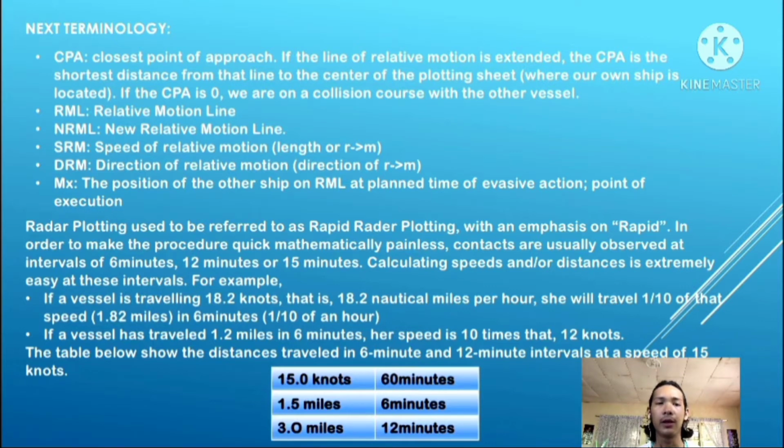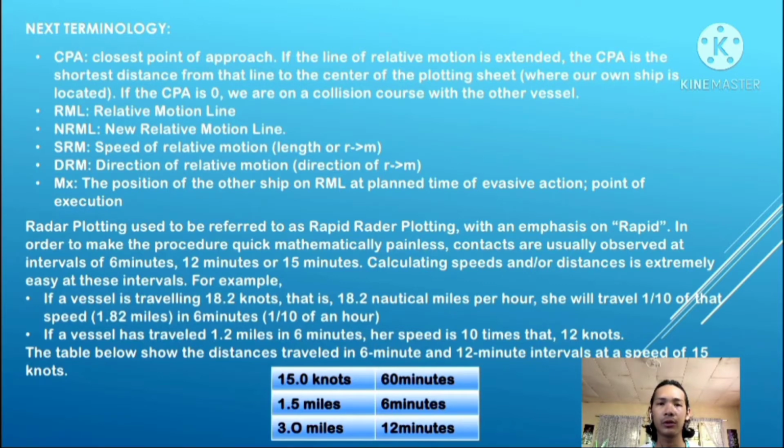For example, if a vessel is traveling at 18.2 knots, that is 18.2 nautical miles per hour. She will travel 1/10 of that, or 1.8 miles, in 6 minutes, which is 1/10 of an hour. So if a vessel has traveled 1.2 miles in 6 minutes, her speed is 10 times that, 12 knots.